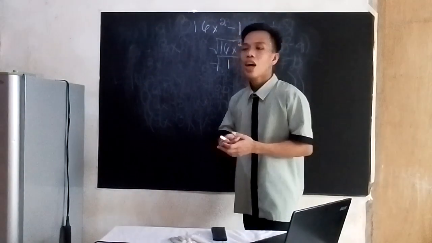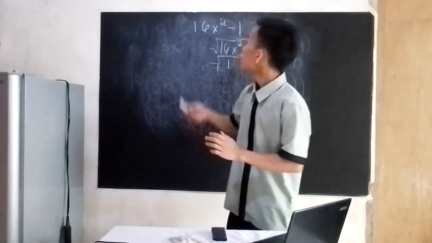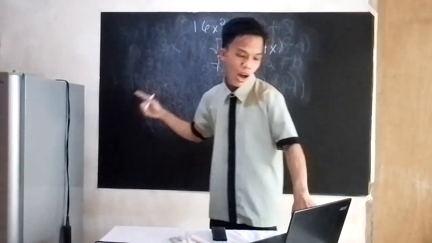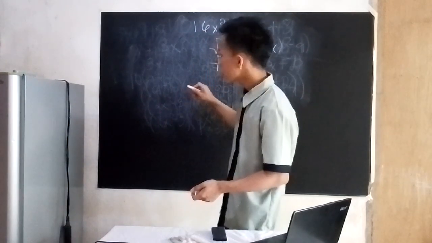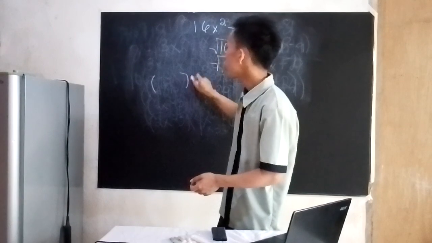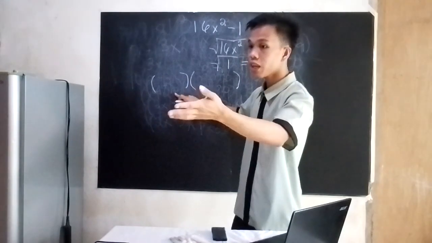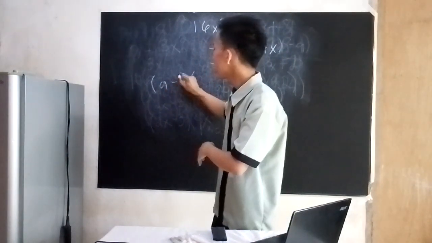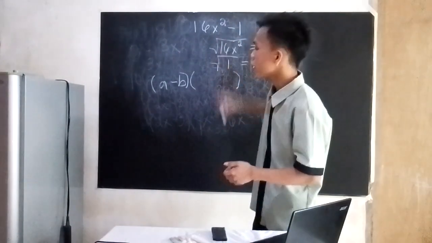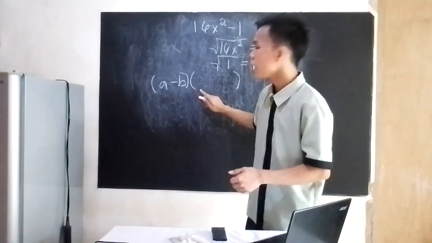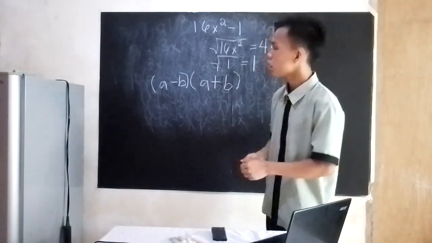So just like difference of two cubes, difference of two squares has a formula also. For the first parentheses, that will be the same sign. And for the second one, that will be the opposite sign. So we are just going to copy this, then the opposite of negative will be positive. So A plus B. Got that?